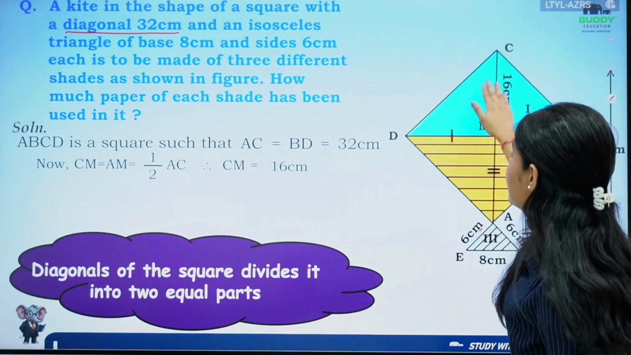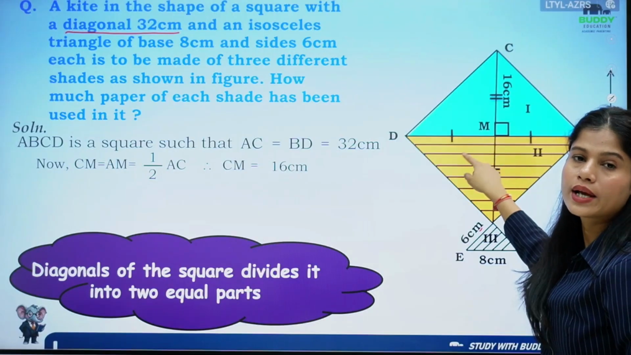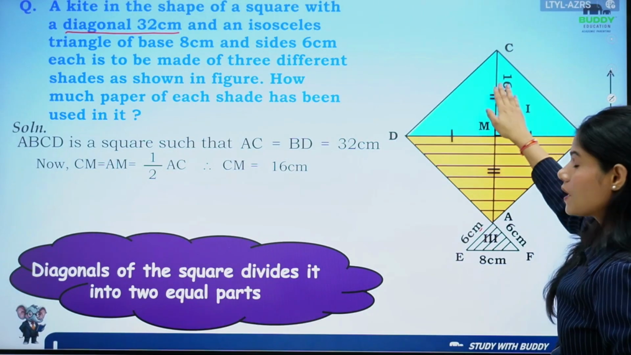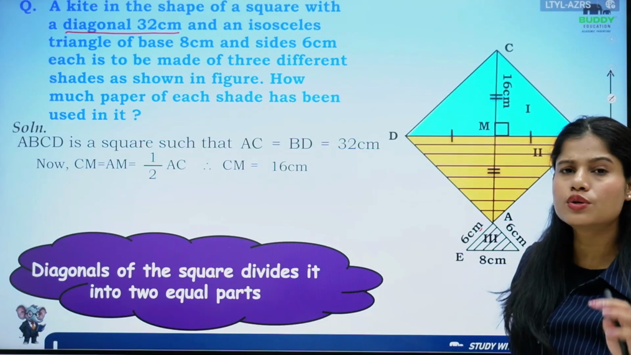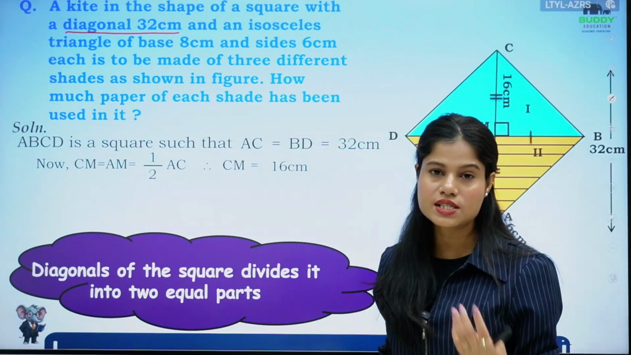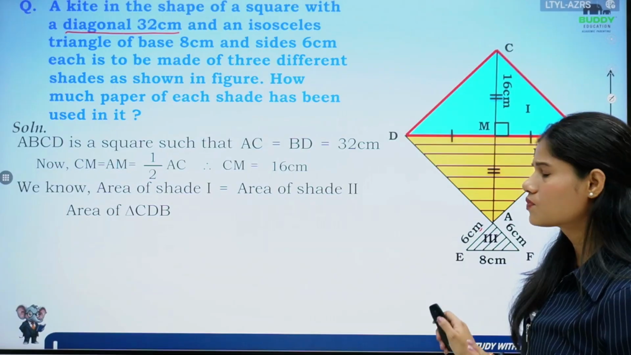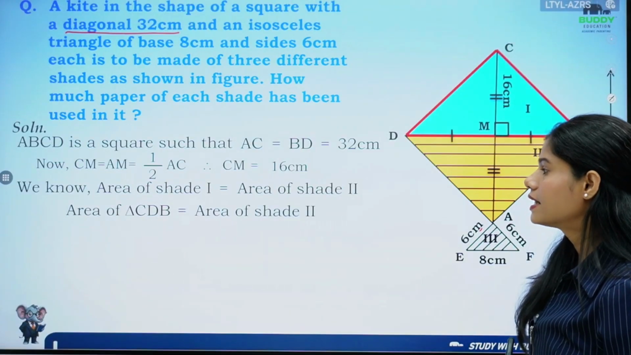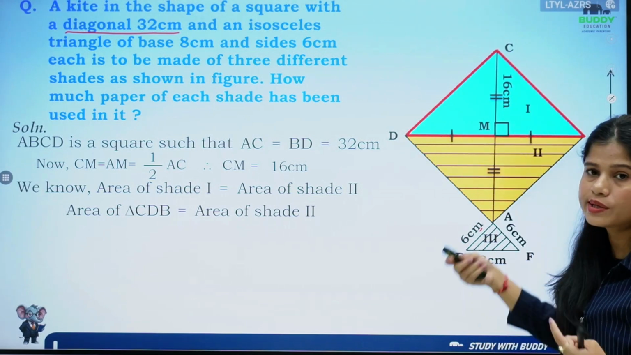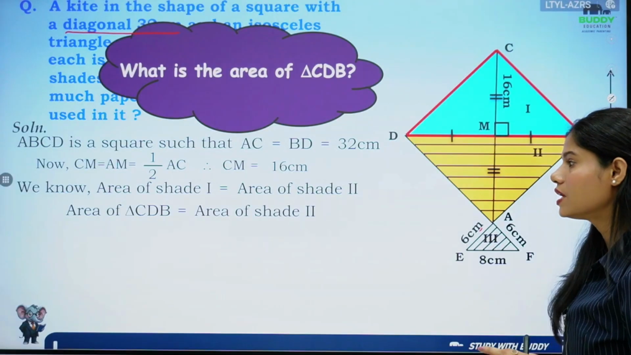Means if I get the area of the first part, I'll certainly double it to get the area of the whole square, okay. Means the area of part 1 and part 2 is equal. So you can find it for any one of them, and by default you will get the area of the second part. This is what we have already discussed: the area of triangle CDB, which is the upper part, is equal to the area of shade 2, because both triangles have equal area.